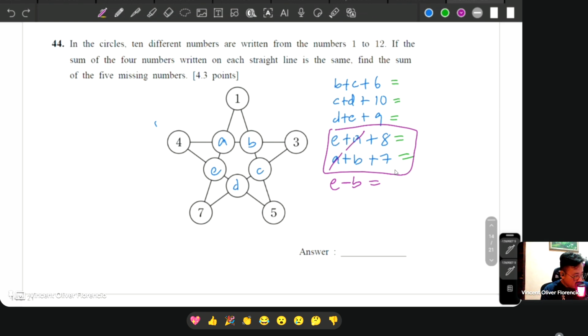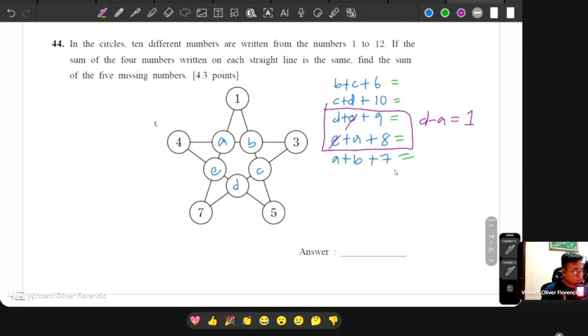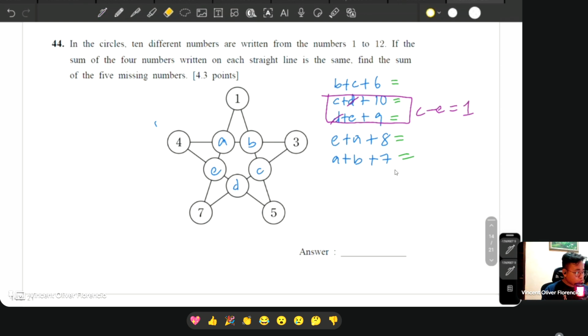Okay, one more. Let's try this one. Let's subtract this. So we have here E minus E cancel, and then D minus A is equal to 9 minus 8. It's 1. One more. Let's say we have this one here. D minus D is cancelled. C minus E. C minus E is equal to 10 minus 9. That is also 1. So what I'm just trying to say here is that the difference between each of the numbers is actually just always 1. Okay?